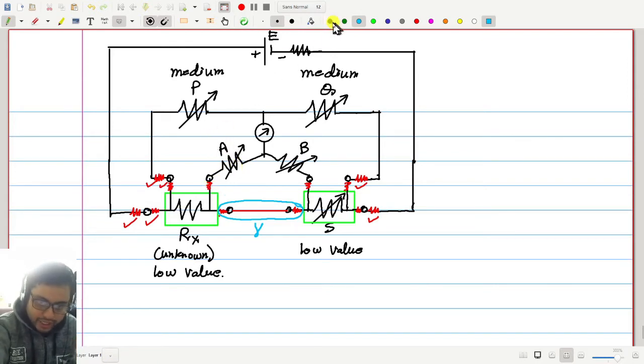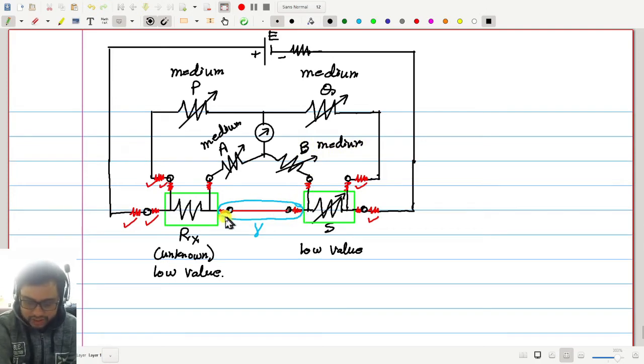I will choose A to be of medium value. So something small added to A is not going to cause a big problem. This is also of medium value. So this little resistance is also not a problem. Only these two, which I am calling as gamma together, may cause a problem.